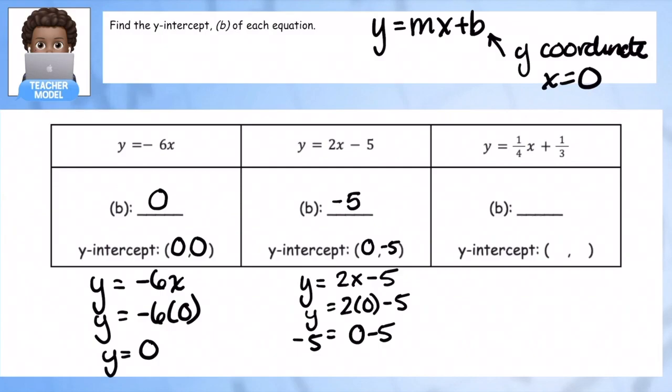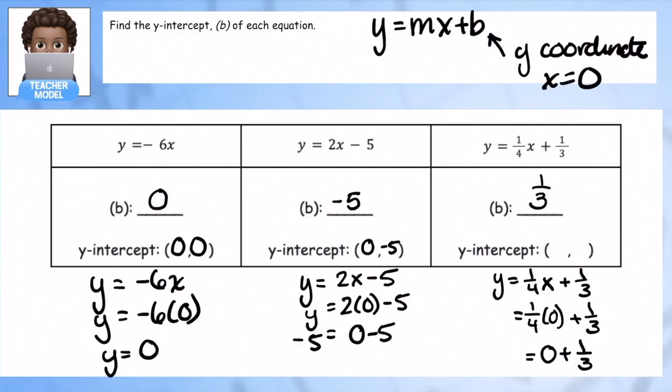And let's do one more. Here we have y equals 1/4 x plus 1/3. So our b is 1/3. So let's test this out. Y equals 1/4 x plus 1/3. All right, 1/4 times 0 plus 1/3. 1/4 times 0 is 0. 0 plus 1/3 is 1/3. So once again, when x is 0, our y coordinate is 1/3.